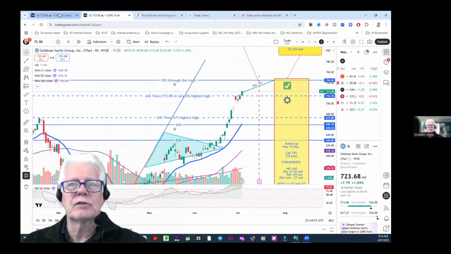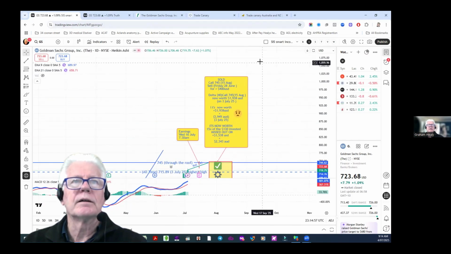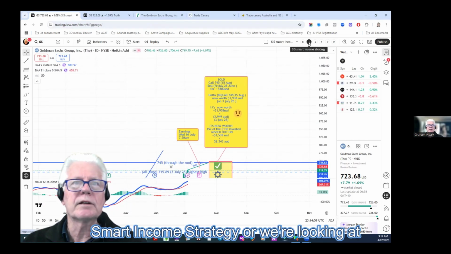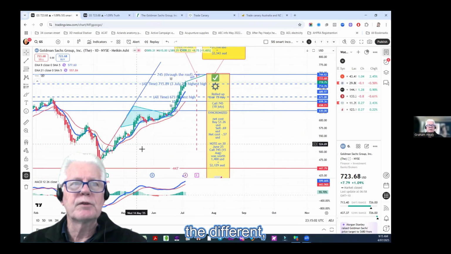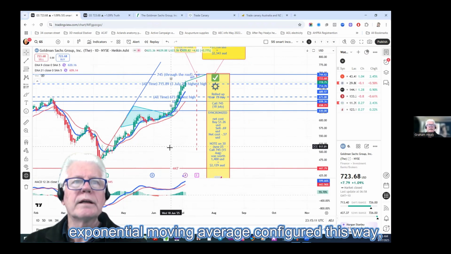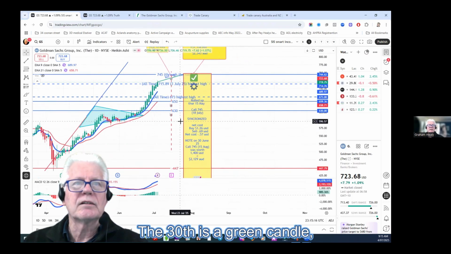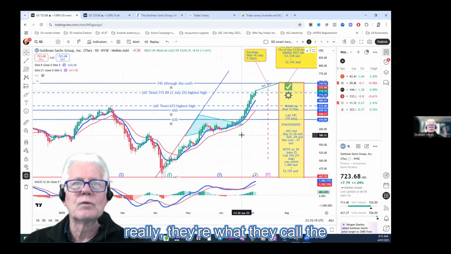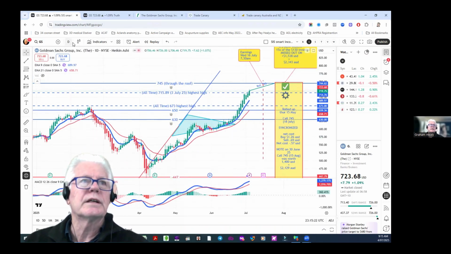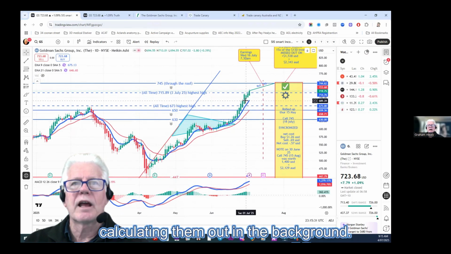But when you go over to the smart income strategy, we're looking at the 9-day exponential moving average and the 21-day exponential moving average configured this way. I said the 30th. The 30th is a green candle, right? So these really, they're what they call the Heikin-Ashi candles. They've got a different formula calculating them out in the background.